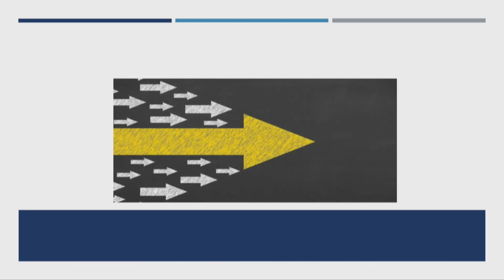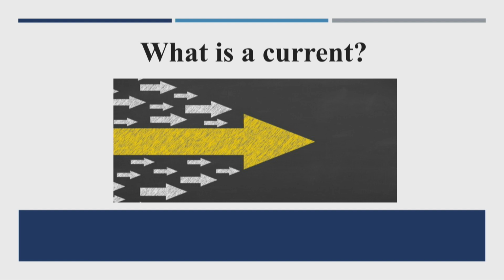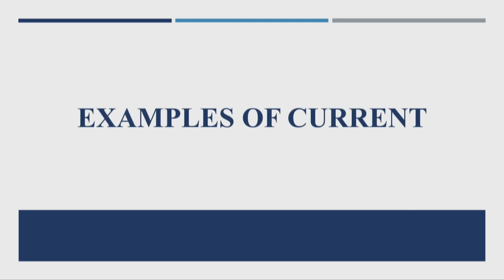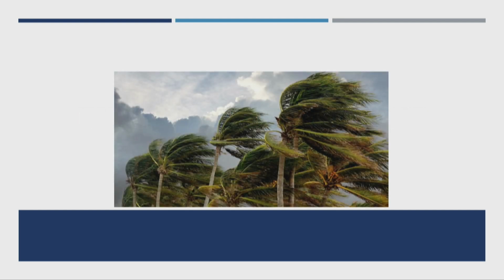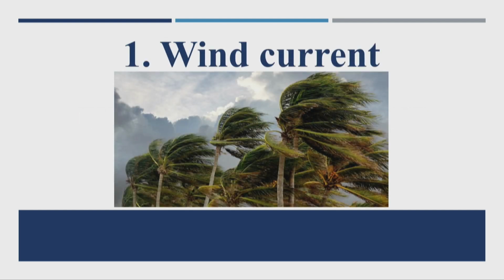Let us start by understanding what is a current. A current actually relates to the flow of something. Can you guess a few examples? Let us have a look at a few examples of currents. The first example is wind current, which we feel especially during a cyclone. A wind current is due to the flow of air.